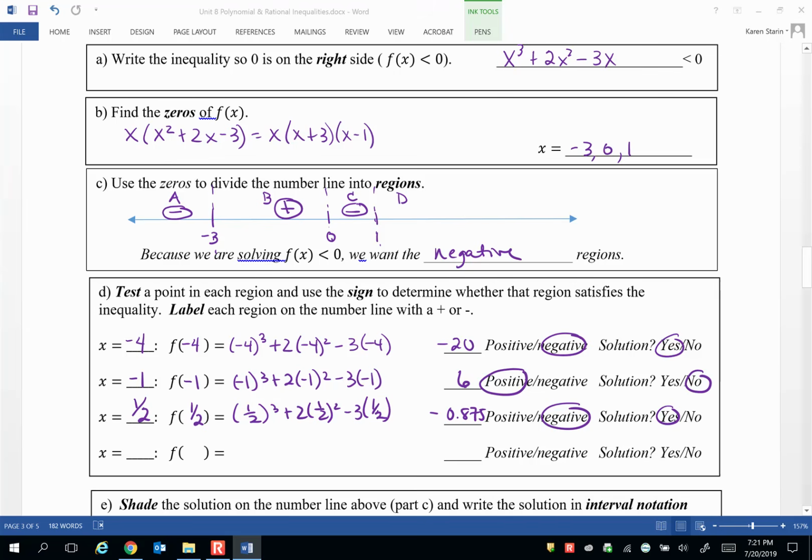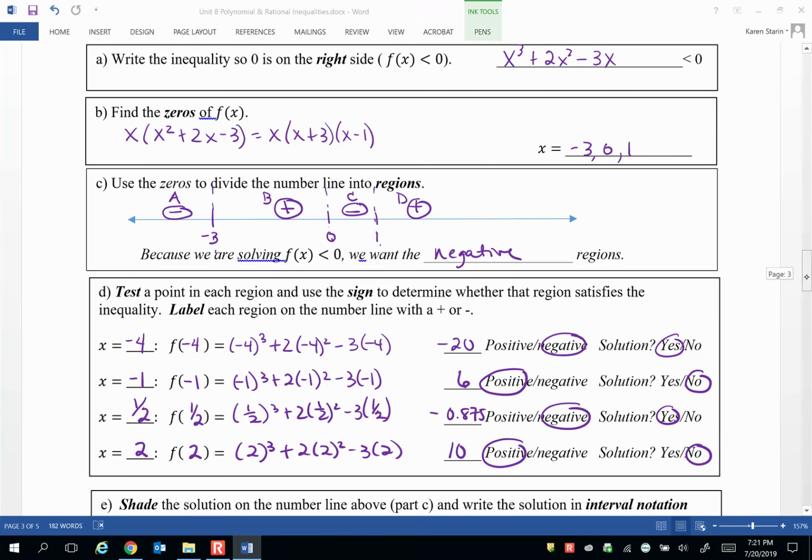And finally, choose a number that's greater than 1. That's our last section to choose a test point. So I'll pick 2 because that's a nice number. So I'll have 2 cubed plus 2 times 2 squared minus 3 times 2. And if I do all that math correctly, I should get 10. And that is positive, so it is not a solution. So section D would be positive. Again, 3 zeros, so I have 4 sections.